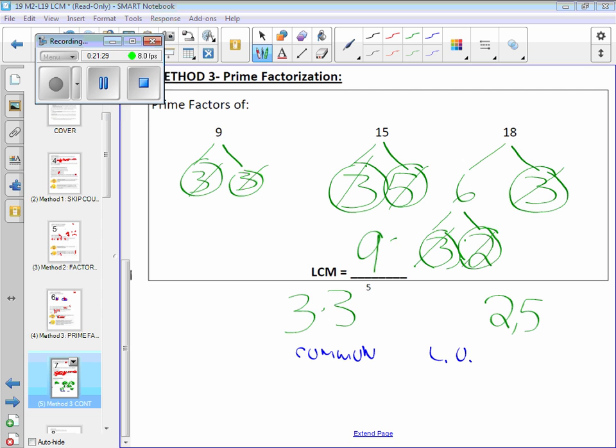If you did 9 times 2, it doesn't work. I did 9 times 2. 9 times 2 is 18. 18 times 5 is 90. So it works.